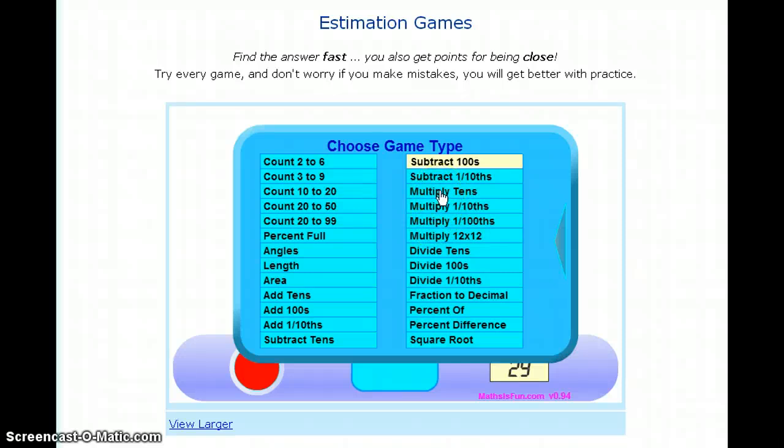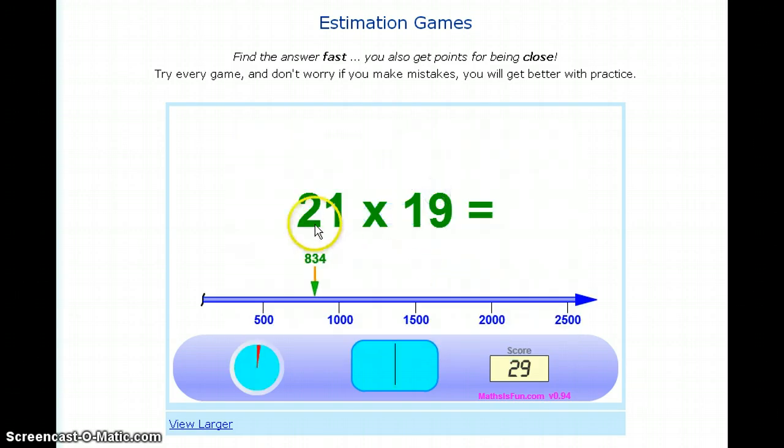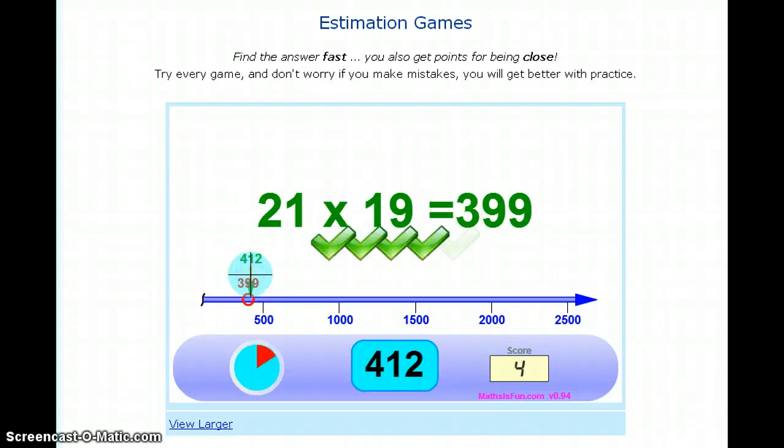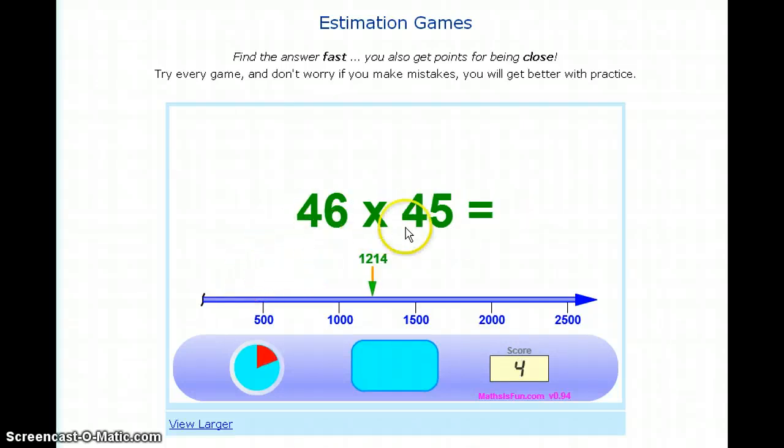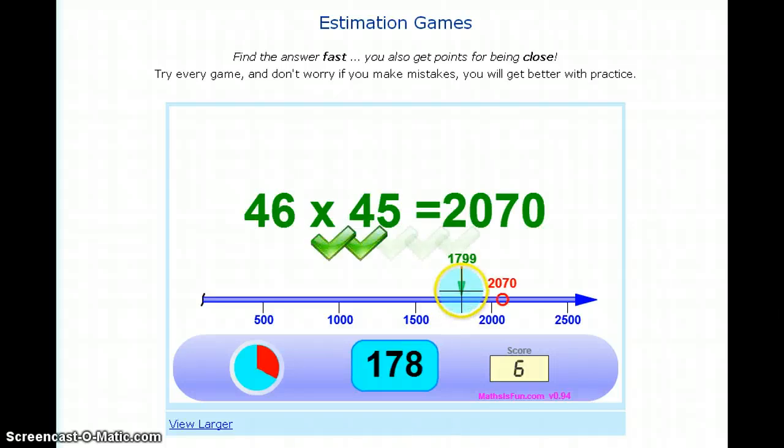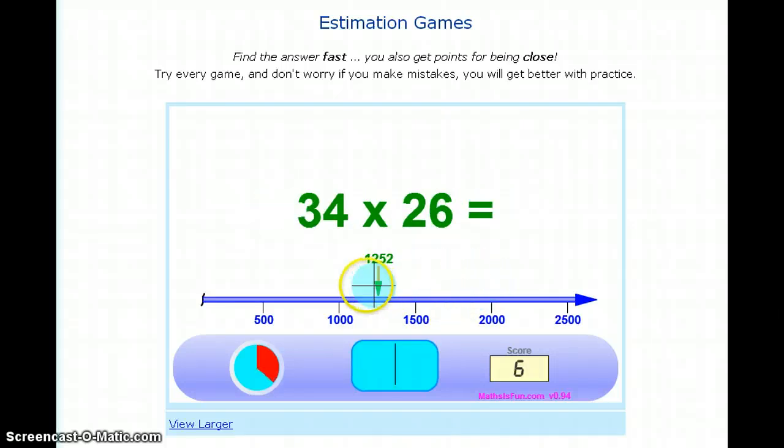So I'll do multiplying with tens. This is actually a pretty good practice for estimation, the multiplication one. For this one, I see 20 times 10 would be 200. Actually, I probably want to look at this as 20 times 20, so I'm seeing 400-ish. Okay. 40 times 40 would give me 16, with the two zeros would be 1600, and then some. So I'm going to move up quite a bit. Okay, and I didn't move up enough.